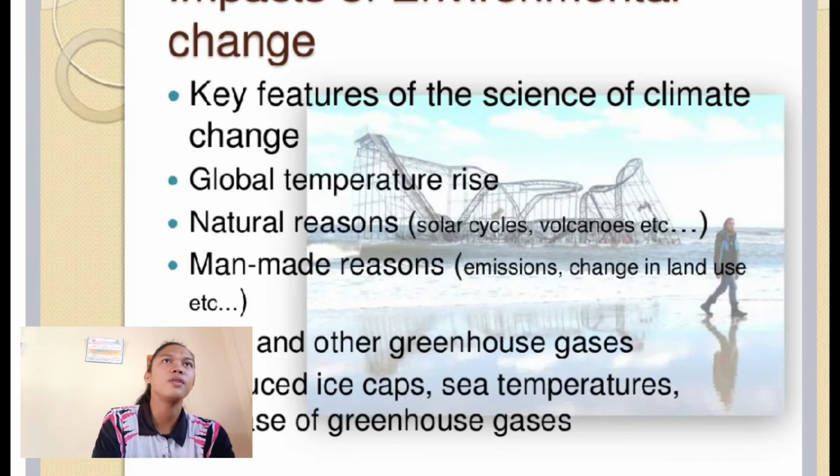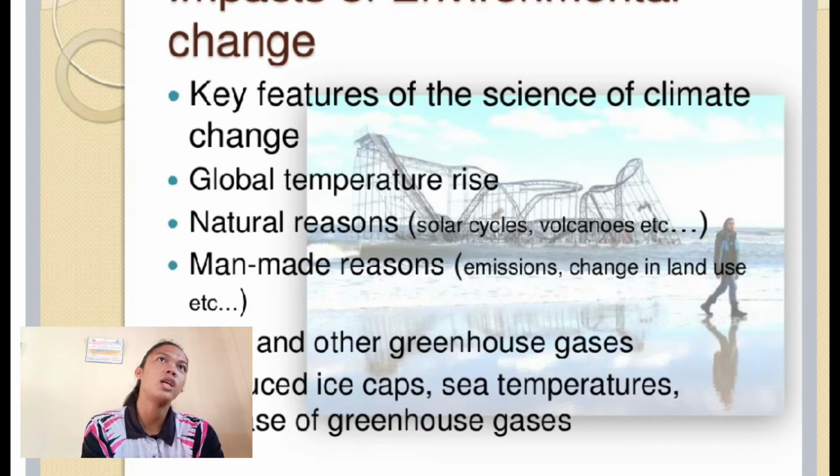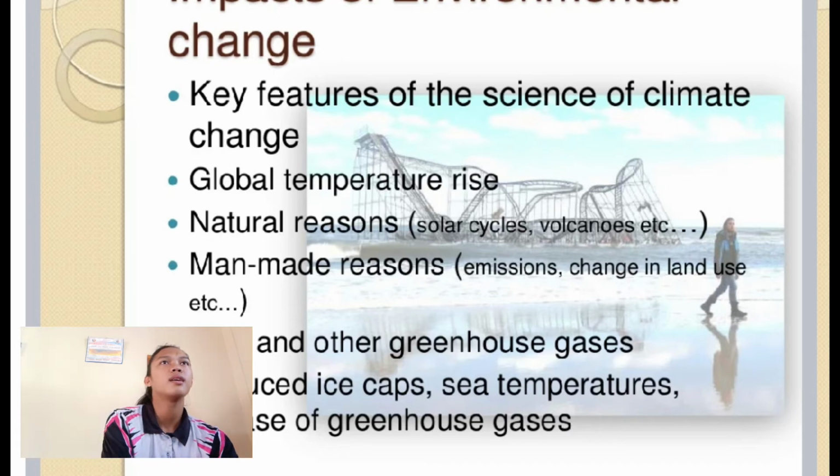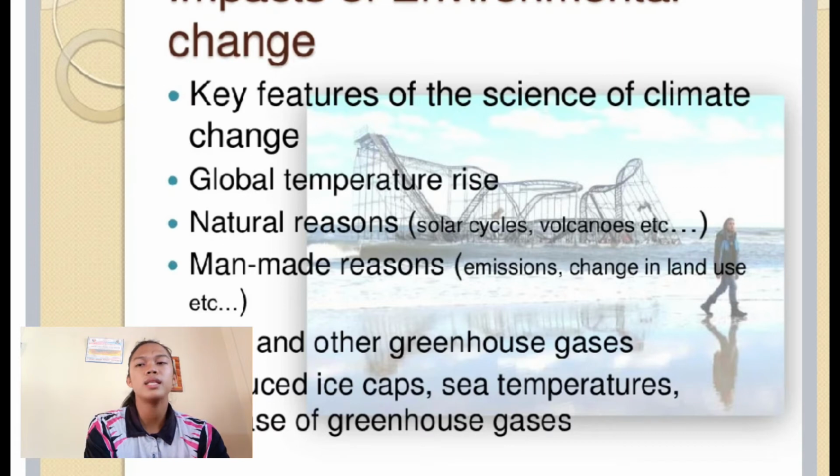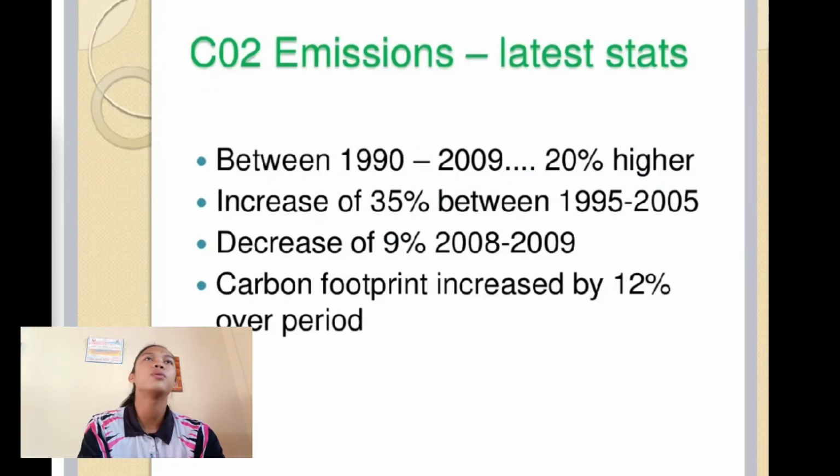Other impacts of environmental change: we have the key features of the science of climate change, the global temperature rise, the natural reasons, the man-made reasons, the CO2 and the greenhouse gases, the reduced ice caps, sea temperatures, and release of greenhouse gases. So, CO2 emissions latest stats. I don't know where these rates come from, but I got this from the internet.